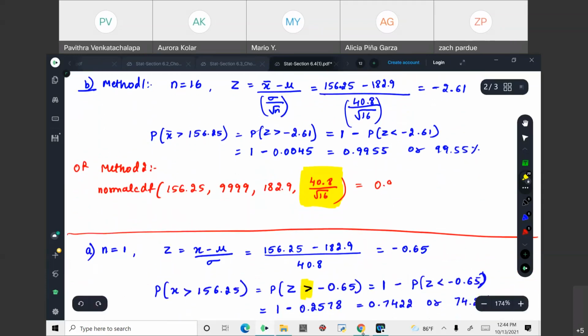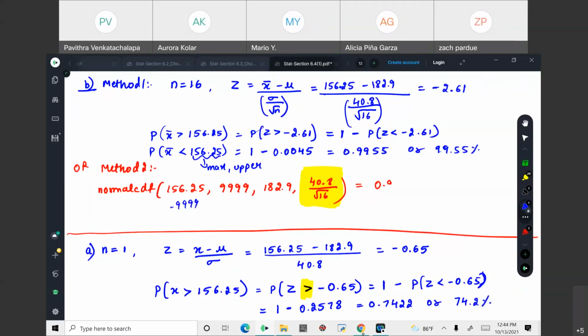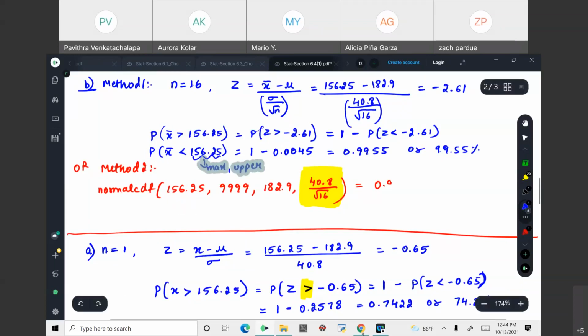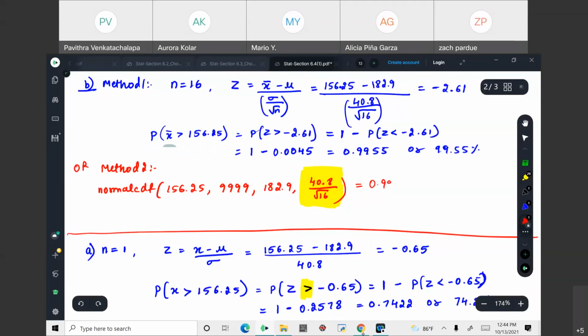Now what if, for example, it is the same question, and you have something like less than 156.25, just as an example. That means this will be your upper value or maximum, and your lower value will be different. You have to be very careful while choosing this. I have made a table which is there in the notes uploaded in the Blackboard. You can take a look at that. Now here, when you calculate this, your answer will be the same.